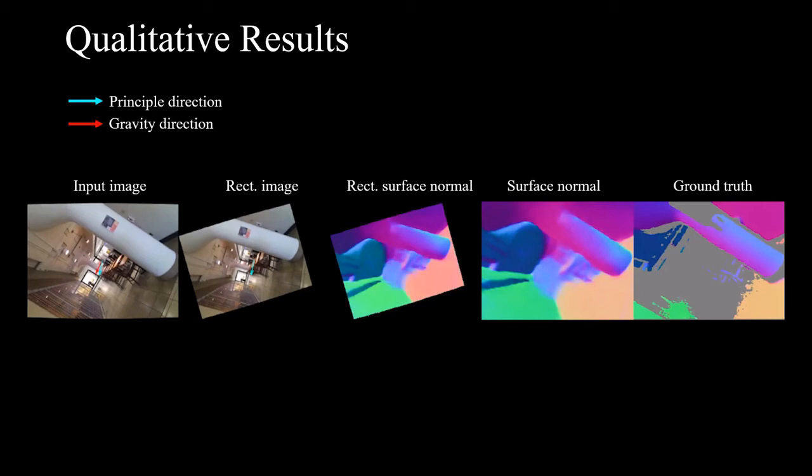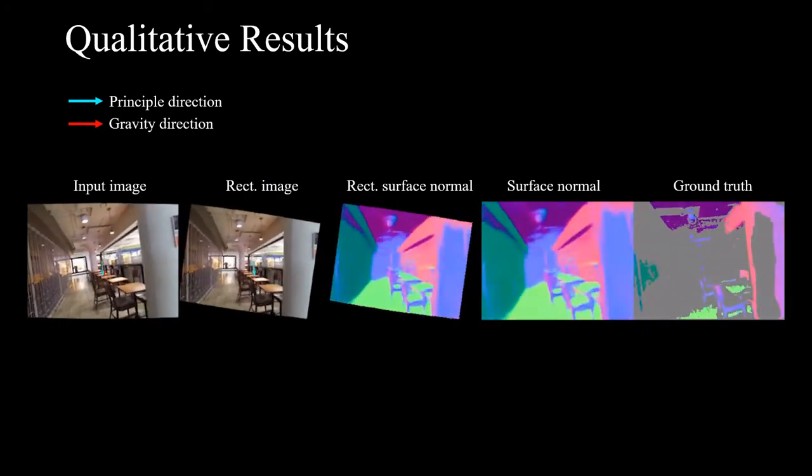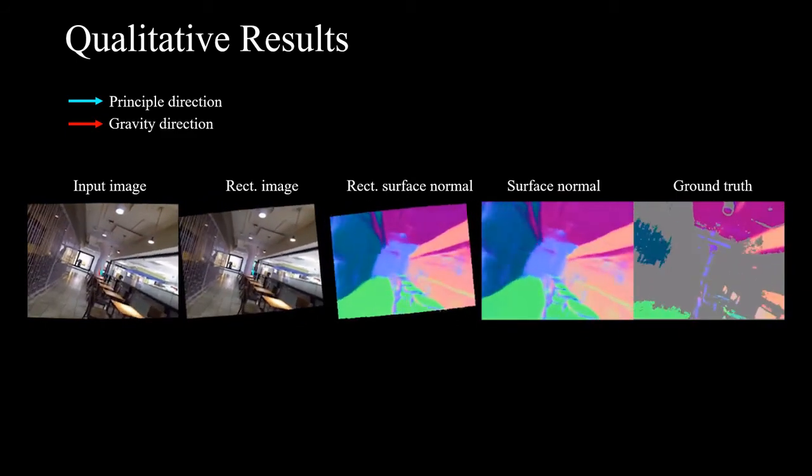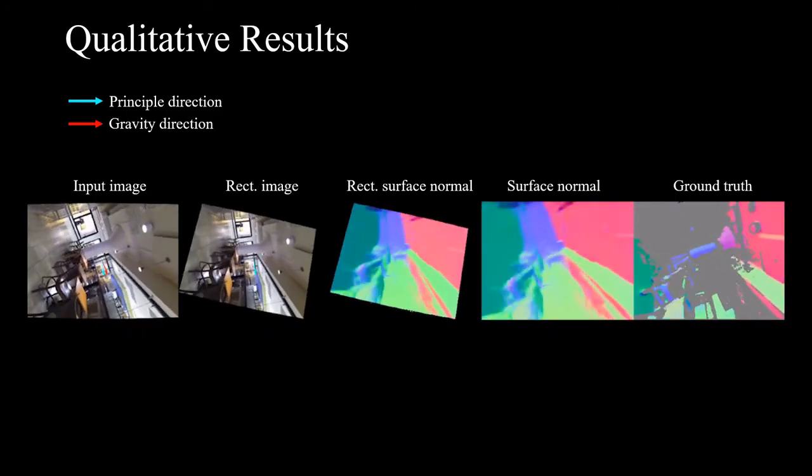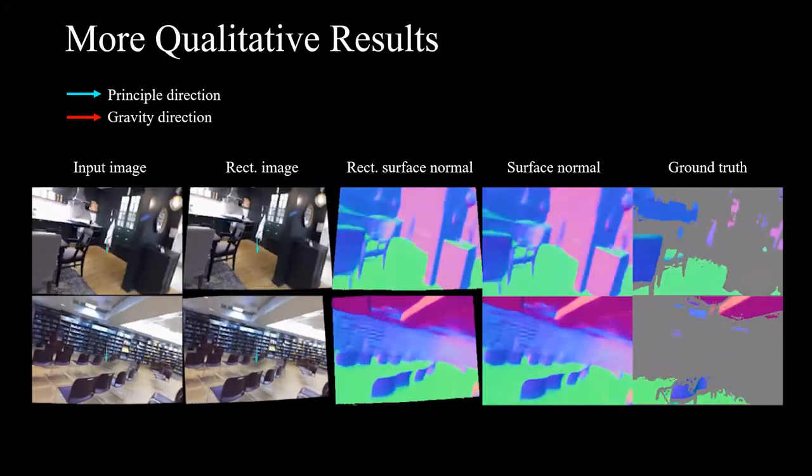Instead, it transforms the image in such a way that balances the importance between the distribution gap and the pixel loss, which is what we designed for. As a result, our network is able to produce reliable surface normal estimates in these extreme cases. Here we show some more qualitative results of our method.